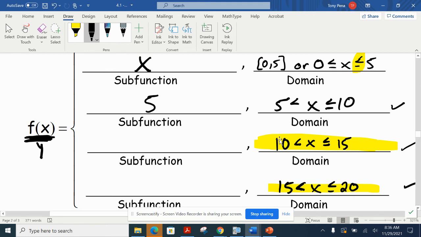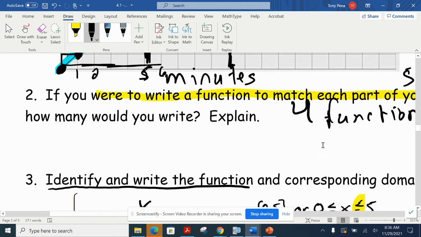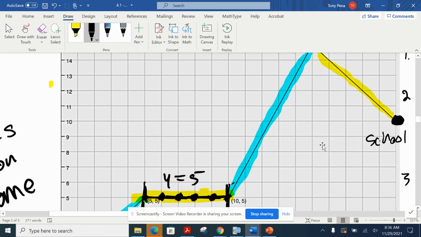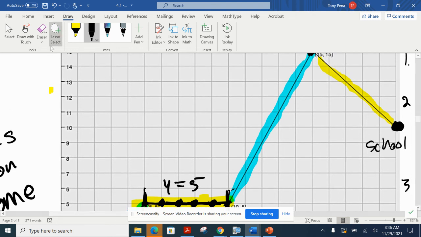All right, next one. Go to 10 minutes and 15 minutes. Between 10 and 15, find that line that goes between 10 and 15. We now want to write the equation of that line. So go to that time interval. This is the long blue one on mine, a little smaller.